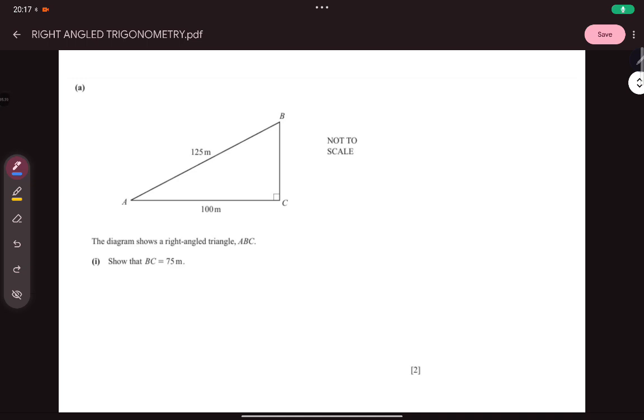Here's the next question, another exam question. 2 parts to this. The diagram shows a right angle triangle, ABC. So A, B, and C are the letter labels that they give to the corners or the vertices. And it says show that the length BC, so that's the missing side from B to C, is 75 meters. So they want us to show that that side is 75 meters.